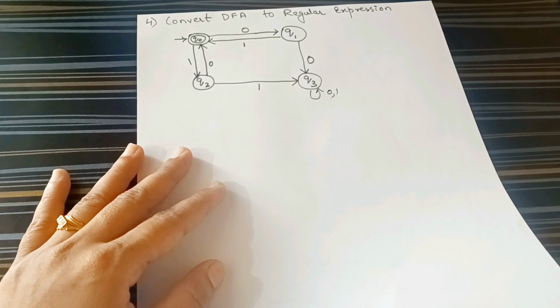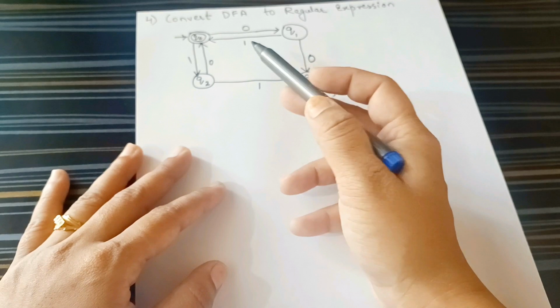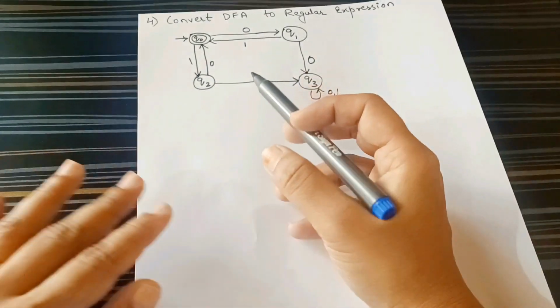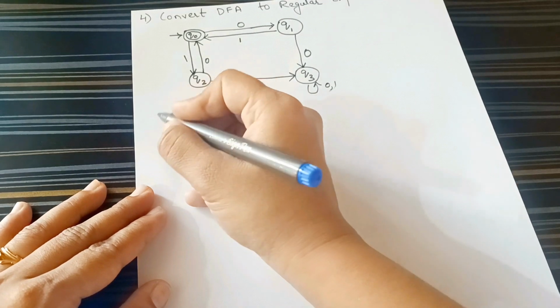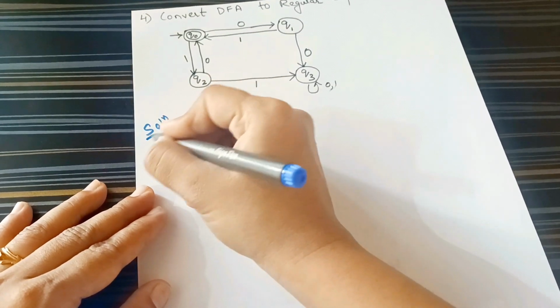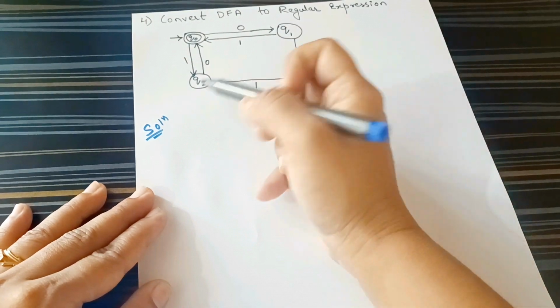Hello everyone, in today's video we are discussing the conversion of DFA to regular expression. So this is the given DFA diagram, and we have to write equations for this. First we will write the incoming states for each and every state. So these are our states Q0, Q1, Q3, Q2.